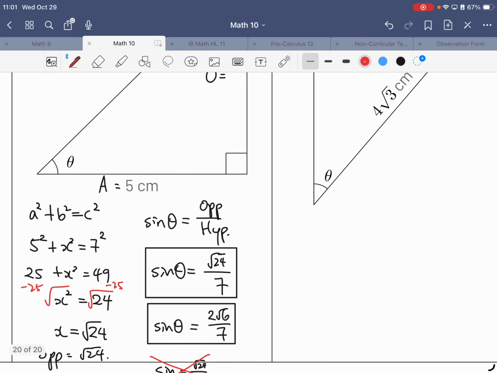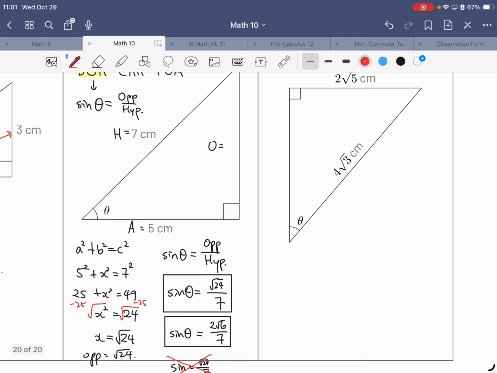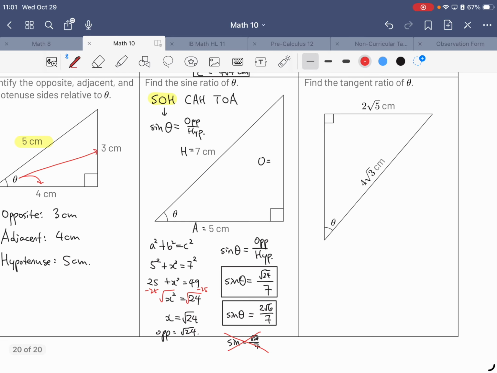The reason being, if you don't include the theta, then we don't know which angle you're coming from, and all three trig ratios are dependent on which side you're looking from. So that's why you need to include the theta.